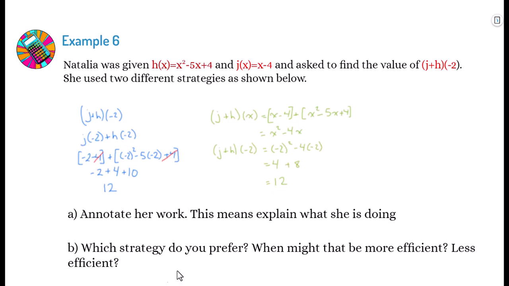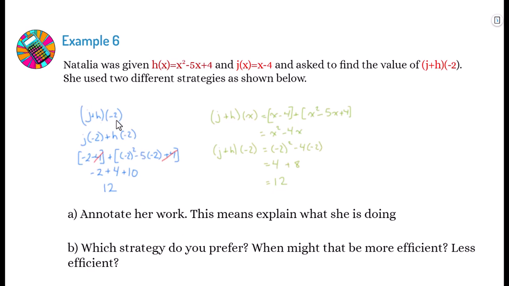Now, the first thing it says is to annotate her work. And in this course, we're going to be talking about that a lot. We're going to be asked to really explain what's going on in words. And talking about math is important. And if we can say it in words, we're going to improve our learning.